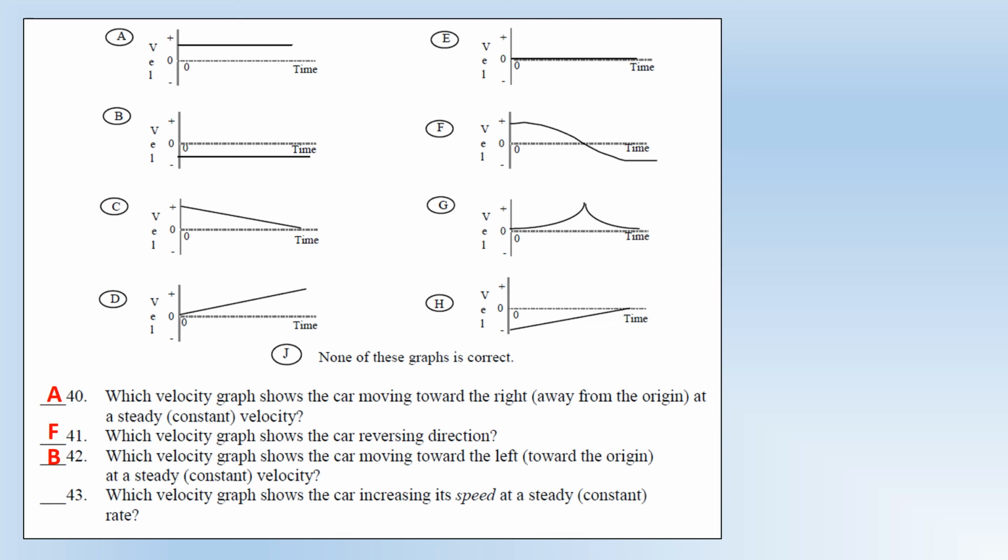Which velocity graph shows the car increasing its speed at a constant rate? That's a straight line graph, so we're looking for option D. There, the speed is clearly increasing.